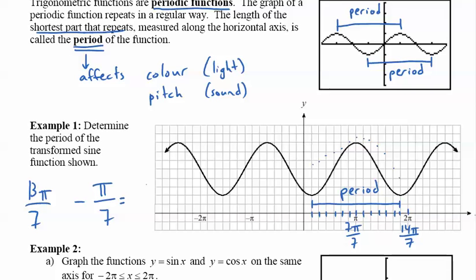So that total period is 12 boxes, and each box is pi out of 7. Boxes, right? 1, 2, 3, 4, 5, 6, 7, 8, 9, 10, 11, 12. So 12, and each one is pi out of 7. So it takes me 7 boxes to get to pi.